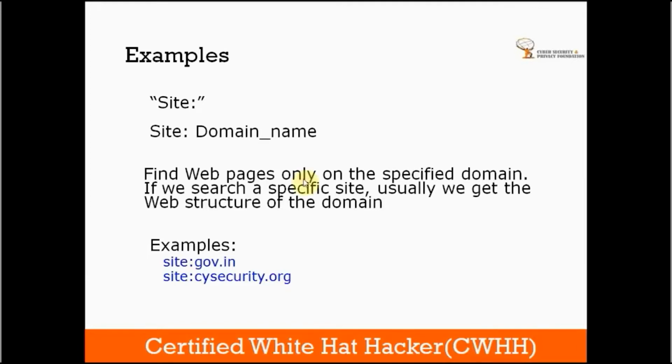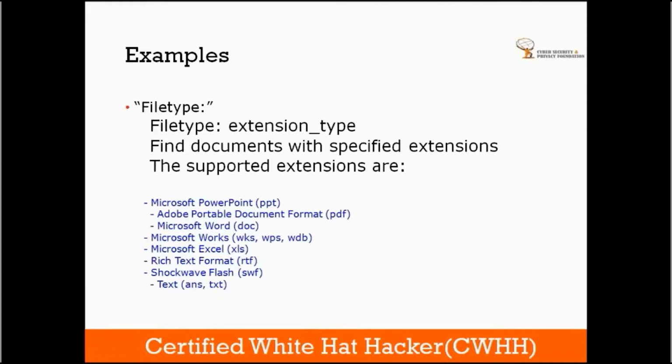So let's look at some examples. Let's look at the site operator and how you use it. So use site : the domain name, and it only finds the web pages for that specific domain. And this is what an example search looks like. So site : gov.in, and another example is site : cybersecurity.org. Let's look at another example over here.